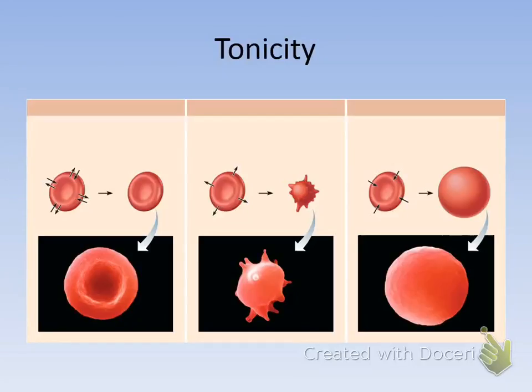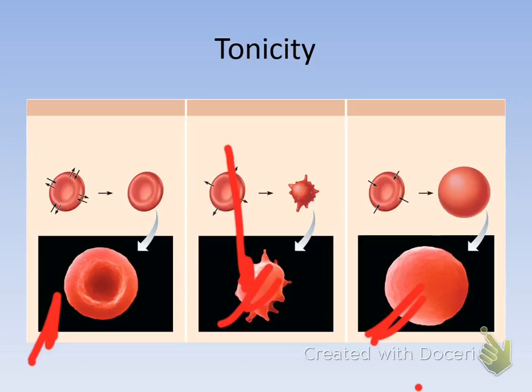First one is isotonic. This is isotonic. This one is where the cell will shrink. This is hypotonic. And this is hypotonic, and this is hypertonic, excuse me. The second one there is hypertonic, and the third one is hypotonic. It grows, it gets thicker. Okay.